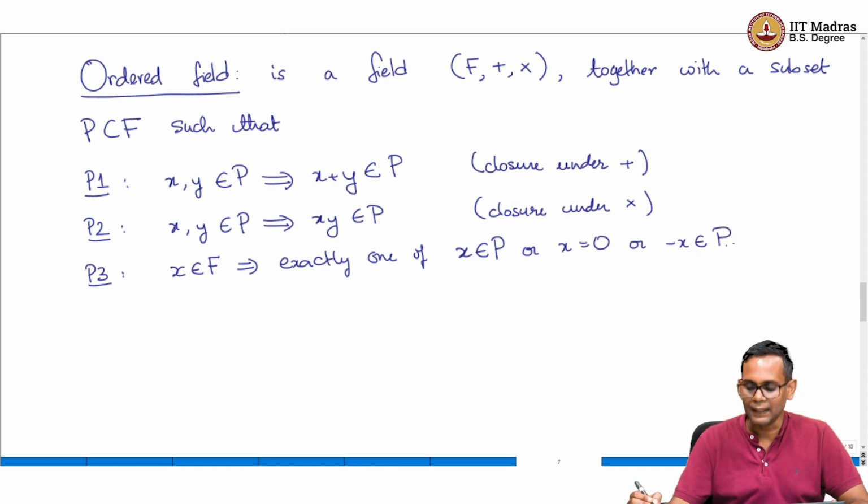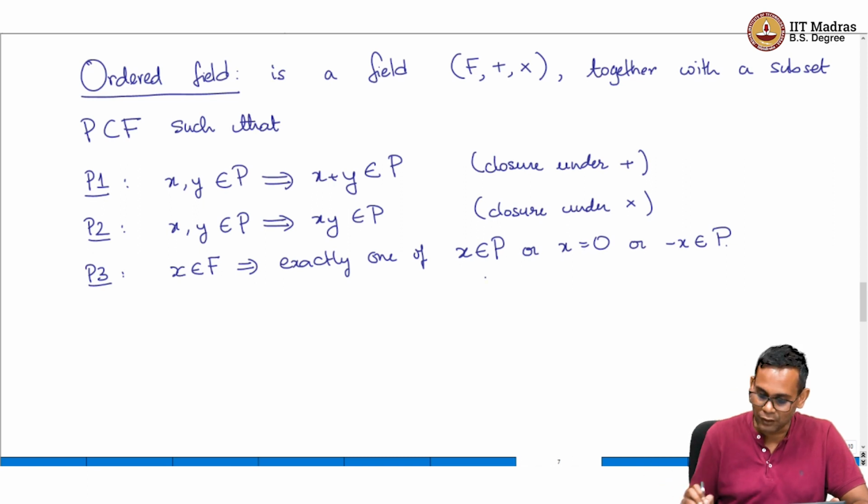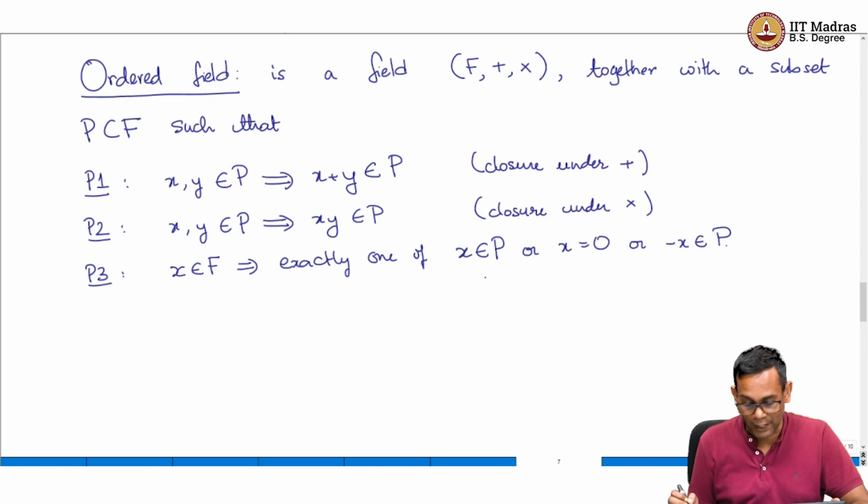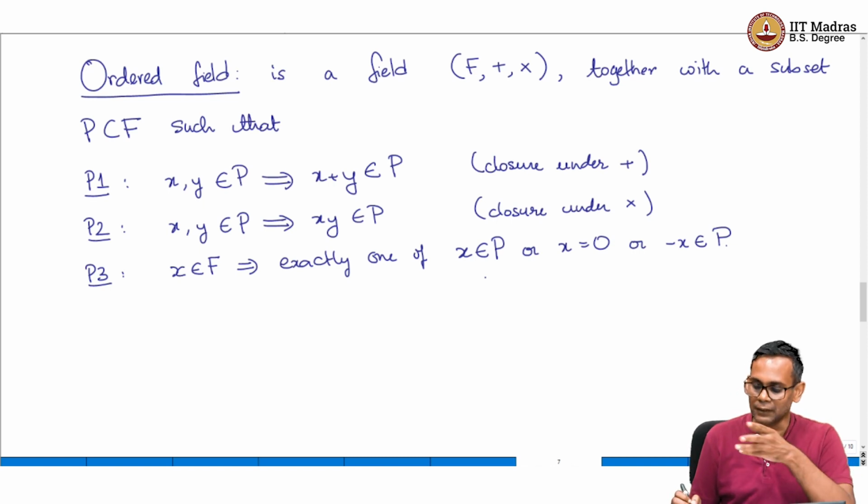So, when I say exactly one, I mean that either x belongs to P, in which case it is not 0, and minus x does not belong to P, or x is 0, in which case it does not belong to P, and of course minus x also does not belong to P, or minus x belongs to P, in which case x is not 0 and x does not belong to P. So, exactly one of these three options is realized. And this is of course obvious for positive rational numbers. For rational numbers, if you have a rational number, either it is 0 or it is positive or its negative is positive. The last case happens when your number is negative.